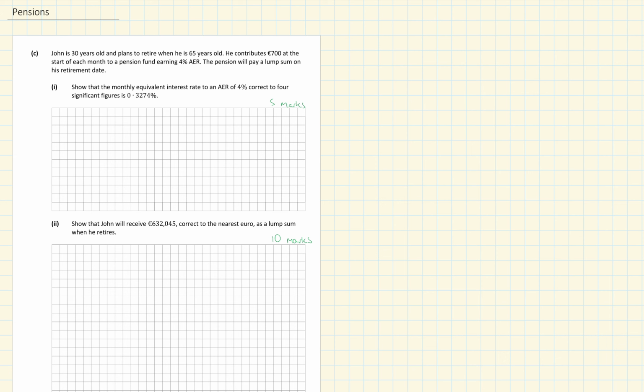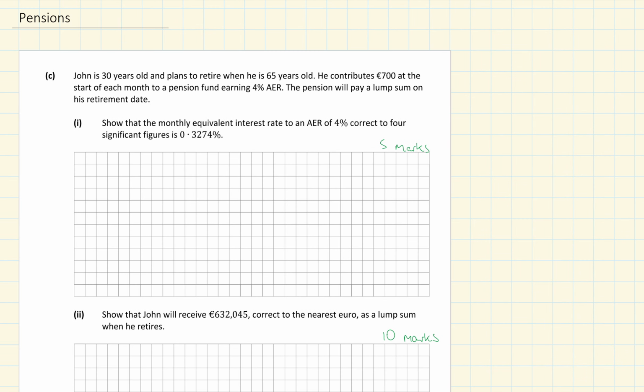Okay, so in this video we're going to have a look at a pensions question. So we see here, John is 30 years old, plans to retire when he's 65. He contributes 700 at the start of each month to a pension fund, earning 4% AER. So we see there straight away, we'll have to do a little bit of work on the interest rate. The pension will pay a lump sum on his retirement.